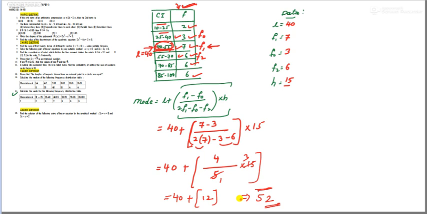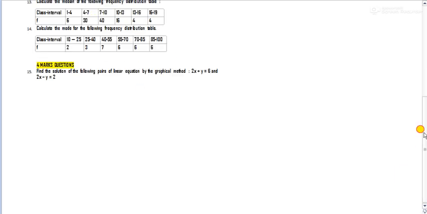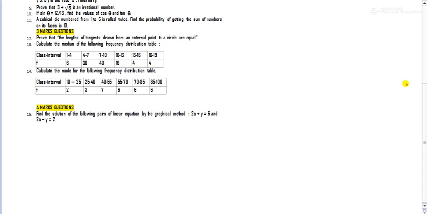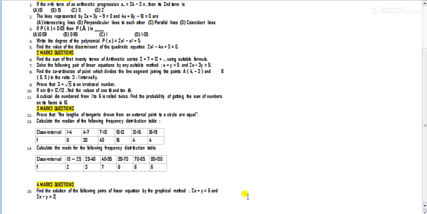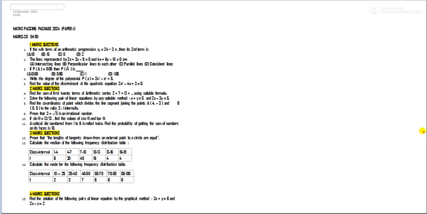Okay, so the last question, the 4-mark question, the easiest question for the weak students, is this one. This is very important. Don't leave this question. They have asked to find the solution of a pair of linear equations by the graphical method. The equations are 2x plus y is equal to 6 and 2x minus y is equal to 2. So you have to make two tables for this.